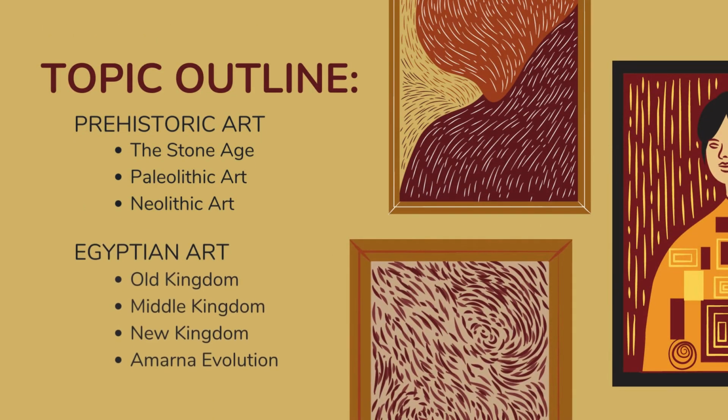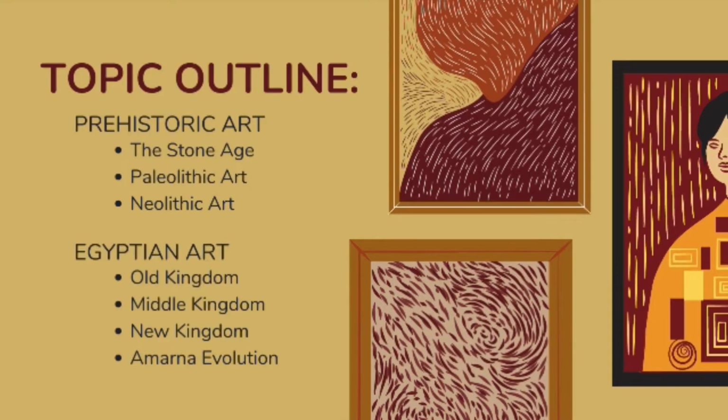For the topic outline, we will be discussing first the prehistoric art, and under prehistoric art, we have the Stone Age, Paleolithic art, and Neolithic art. And next is the Egyptian art. Under the Egyptian art, we will be talking about the three kingdoms, the Old, Middle, and the New Kingdom, as well as the Amarna evolution.